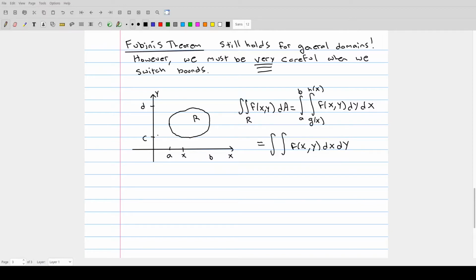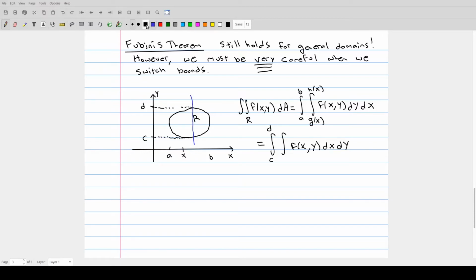And the idea is very, very similar to before. Well, the outer bound has to be a constant to a constant. So if we draw a line from C to D, where C is the bottom of our domain to the top of our domain, this gives us the direct new bounds for y. It's from C to D. But now what we have to do is go through and split our domain again into two pieces. For the top of the domain, in this case now, the top of the domain corresponds to the left side of this blue line, and the bottom side of this domain corresponds to the right side of this blue line.